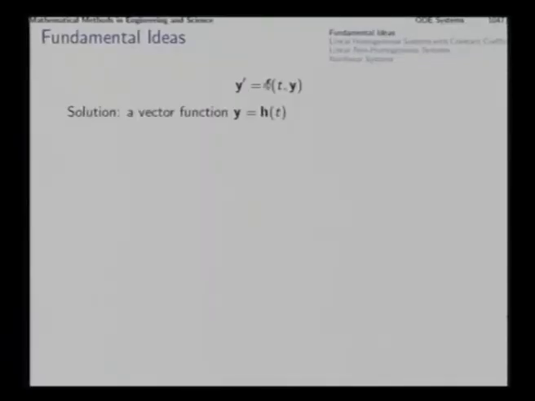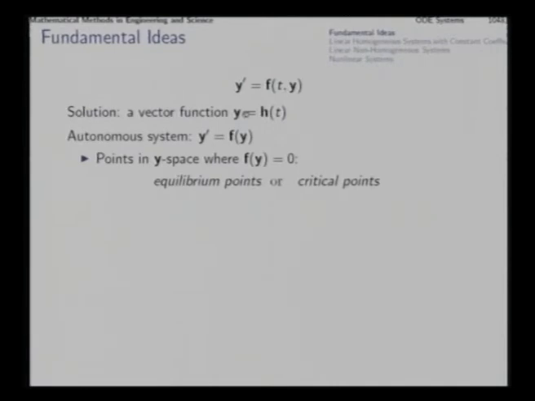So you have a vector function f of t and y, that means a function of n plus 1 variables in general. As the solution you are looking for this vector function h of t. A special case of this vector differential equation, or system of ordinary differential equations, is one in which the t term is absent, that means the system does not include t explicitly. Such systems are called autonomous systems.